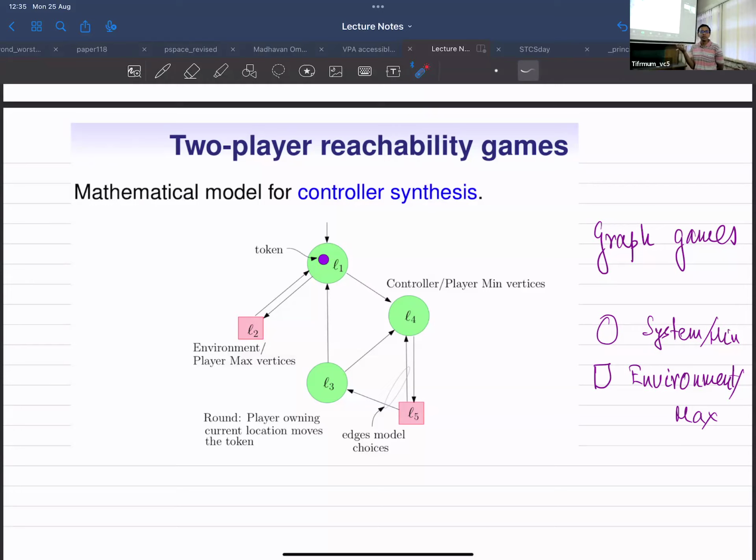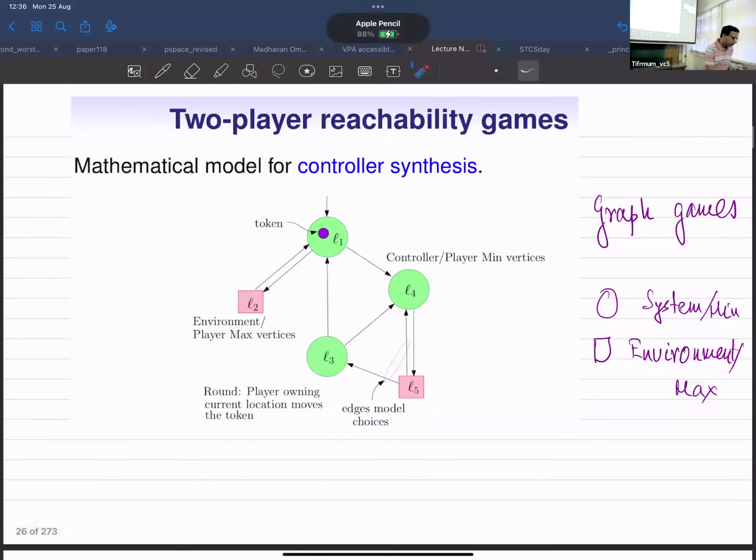Okay. Now, what we will study is the complexities. How do we find a strategy? Whether a strategy exists, whether a policy exists. Finding such a policy, what is the complexity of that? This kind of thing we will study. Okay. Is it clear? Right.